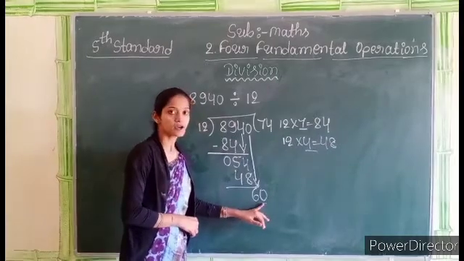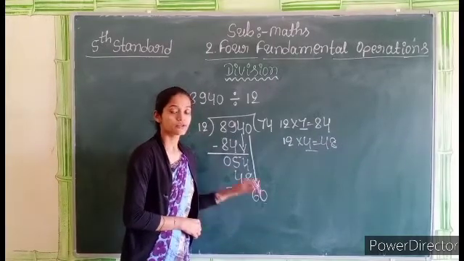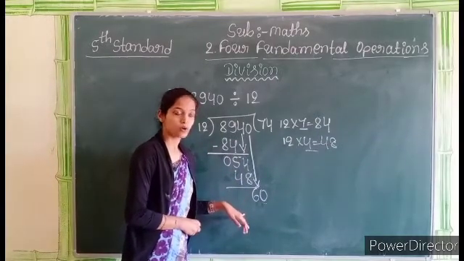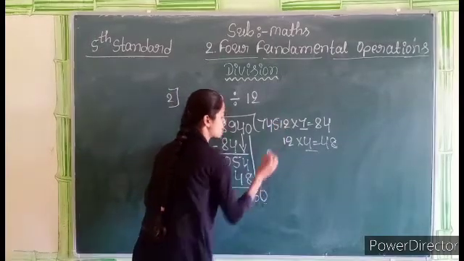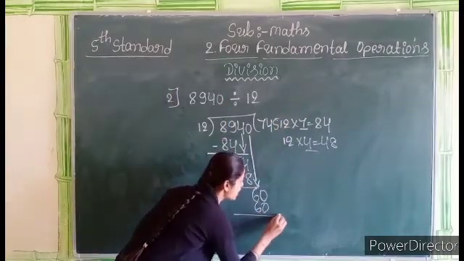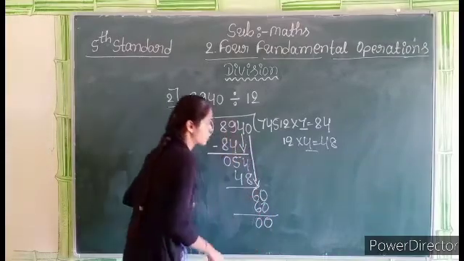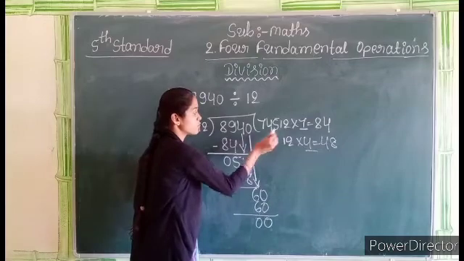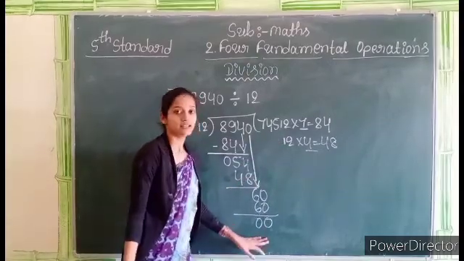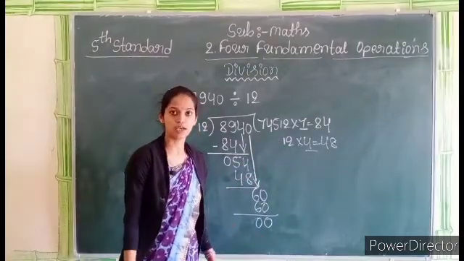And 60 goes on 5. 12 5s are 60. Now we have to subtract. 0 minus 0, 0. 6 minus 6, 0. We get 745 as quotient and 0 remainder. Okay.